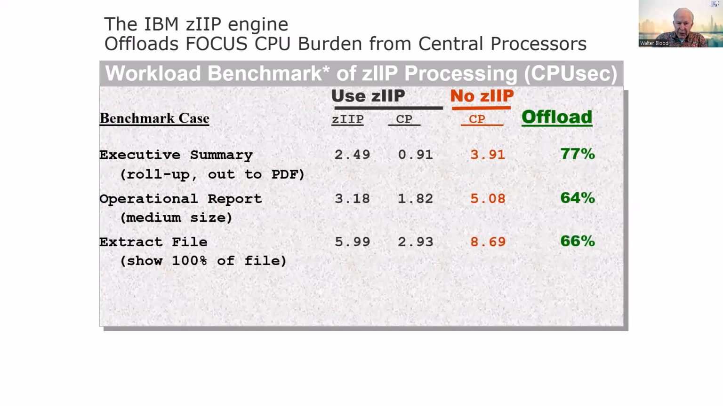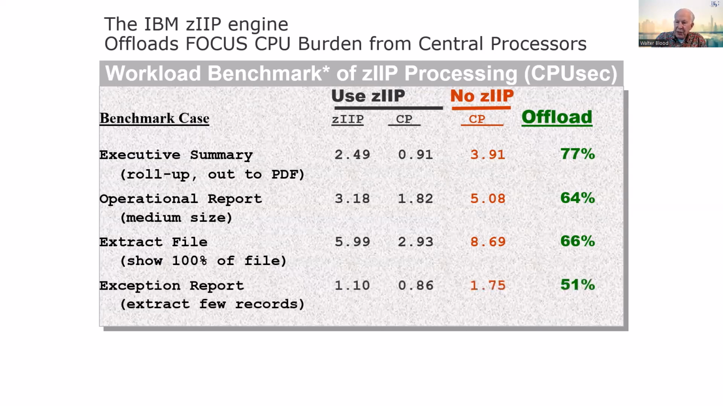Finally, an extract file where we're going to use 100% of the file. In this case, it's going to cost us about 8.7 seconds if we're not using the zip. If we're using the zip, it's going to cost us almost 3 seconds, a 66% offload.